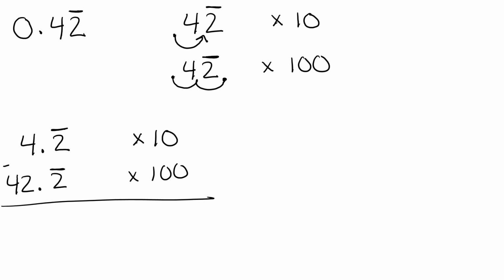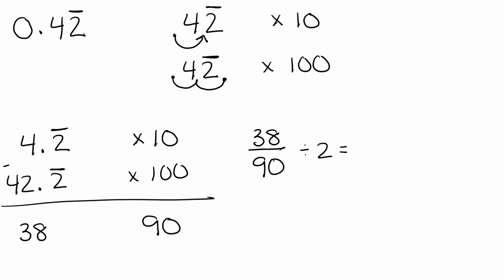If we subtract our values, 42 minus 4 is going to give us 38, and 100 minus 10 is going to give us 90. So 38 over 90 starts off our fraction. Now we can simplify that fraction because both the numerator and the denominator are even, so we can divide by 2. 38 divided by 2 is 19. 90 divided by 2 is 45. 19 over 45 is our final simplified fraction.